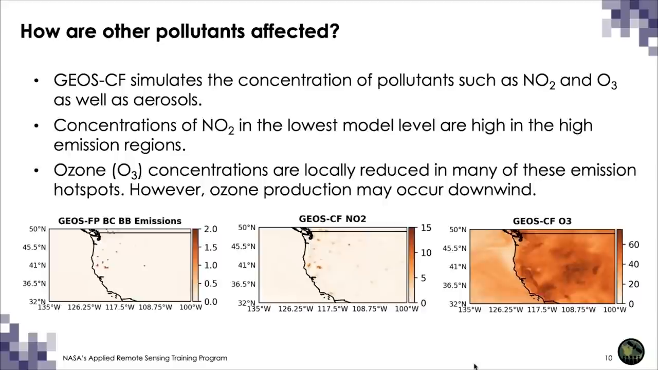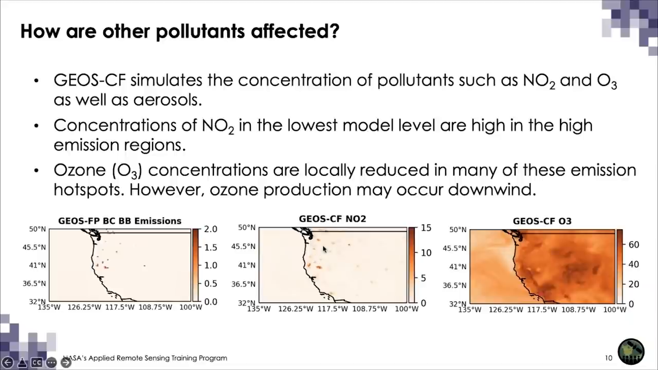But if we're interested in other pollutants in addition to aerosols, we can use GEOS-CF to see pollutants such as NO2 and ozone. NO2 is also emitted by fires. The map on the left showing the GEOS-SFP biomass burning emissions of black carbon is what we saw on the last slide. We can compare it then to the map in the center, which shows the NO2 concentrations in the lowest model level of GEOS-CF. And we see high levels of NO2 co-located with the high biomass burning emissions.